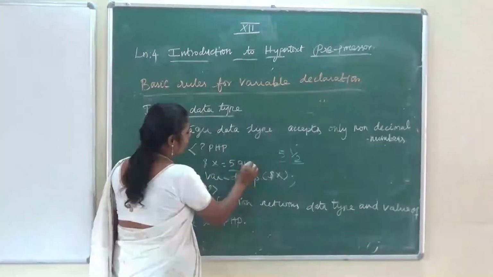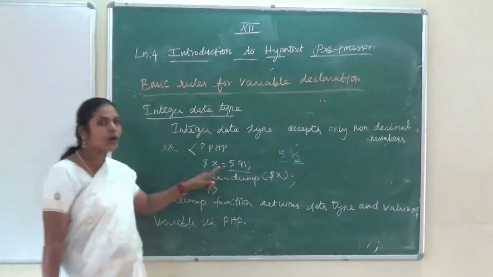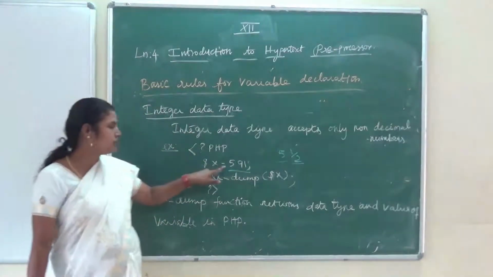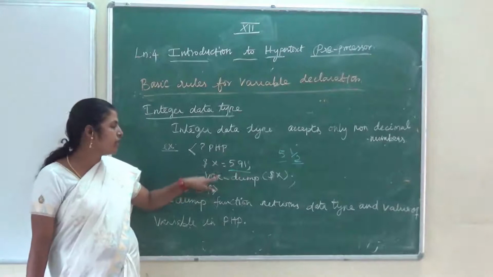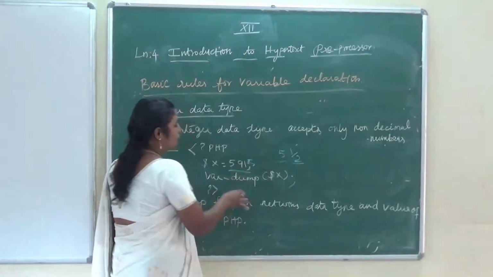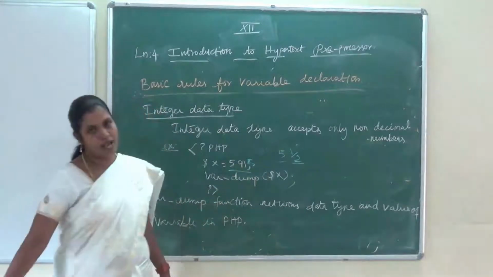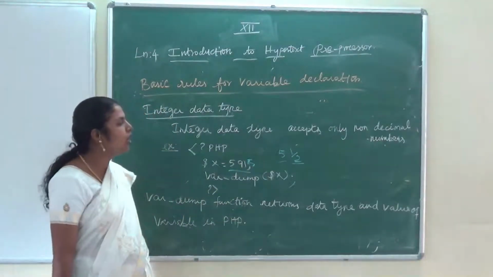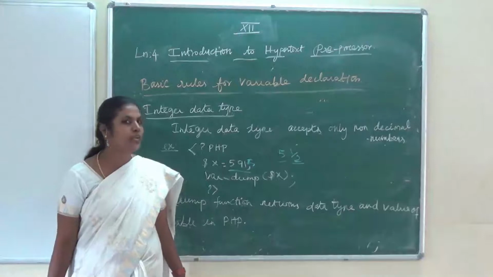Suppose if you give 0.5, what happens? It does not accept this value because it shows an error message. 591.5. When you give 0.5, it becomes a float value. It becomes a float value, otherwise a decimal point number.